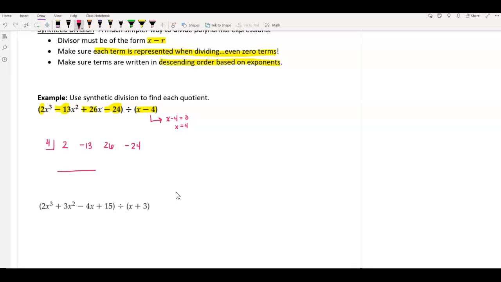All right. I'm going to write down a series of steps on what you're going to do. First things first, you are going to drop the first coefficient. So we drop it. Boom. It's still just a 2.